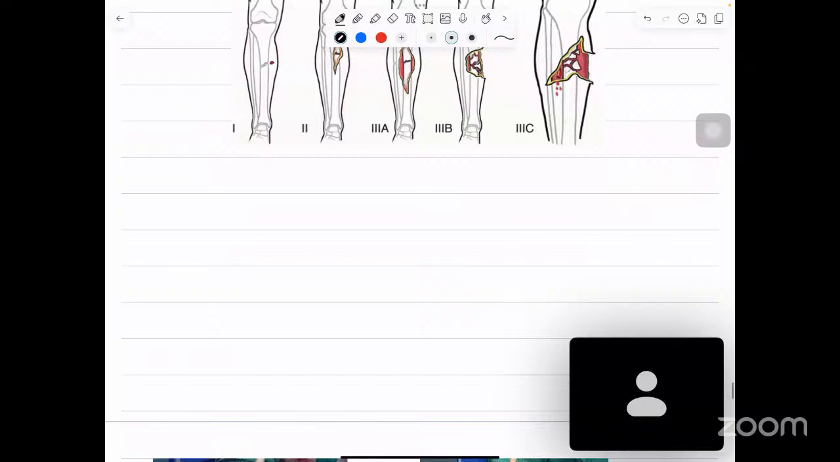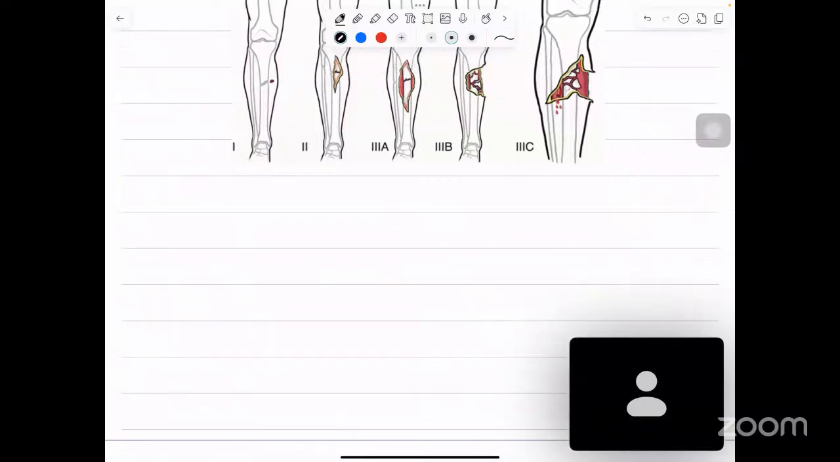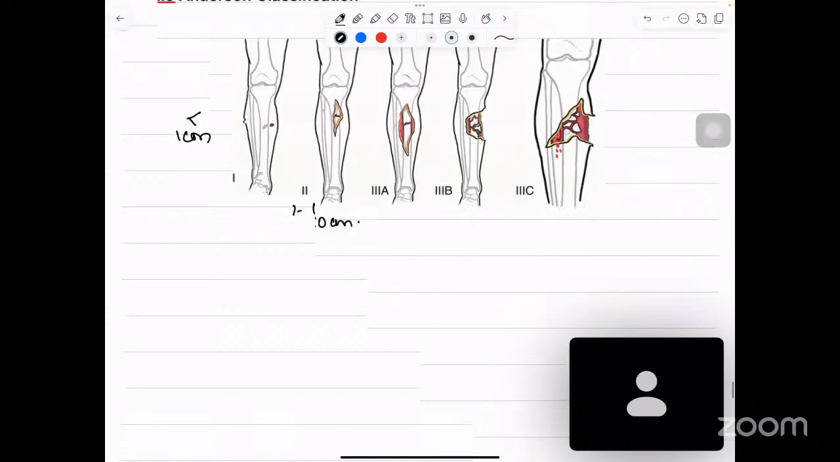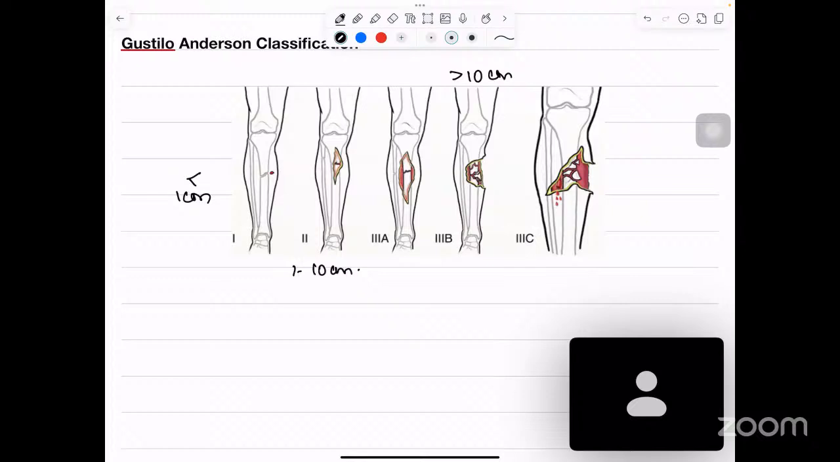So how do we grade? Grade 1 is when the size is less than 1 centimeter. Grade 2 is when the size is 1 to 10 centimeter. Grade 3 is more than 10 centimeter. Then 3A, 3B, 3C. What exactly is 3A?